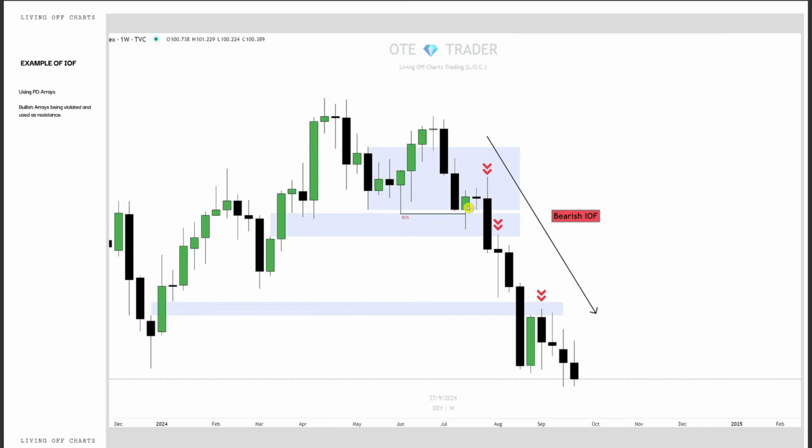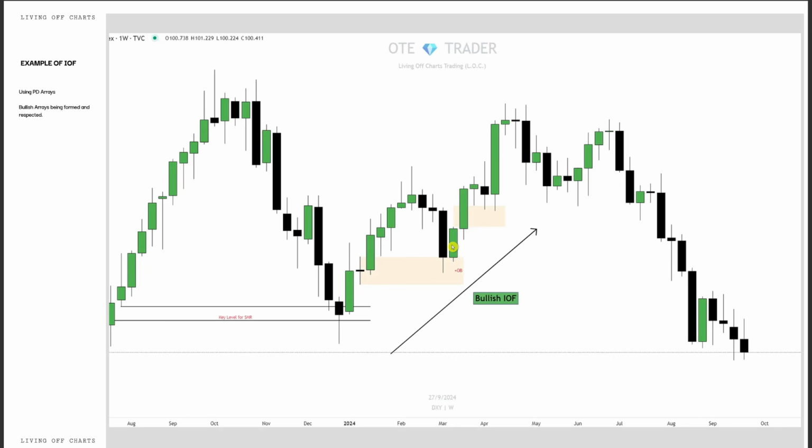It could form an up close candle, for example, over here, and then close below. We can use that up close candle as a new area for sells. Let's go for a bullish example.